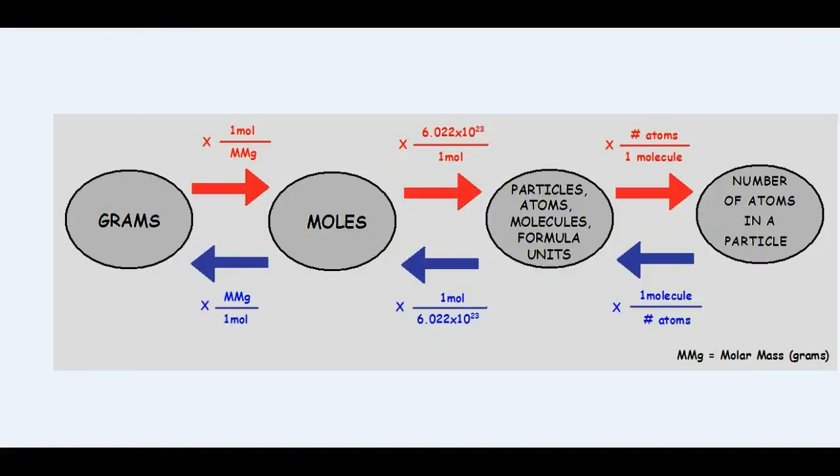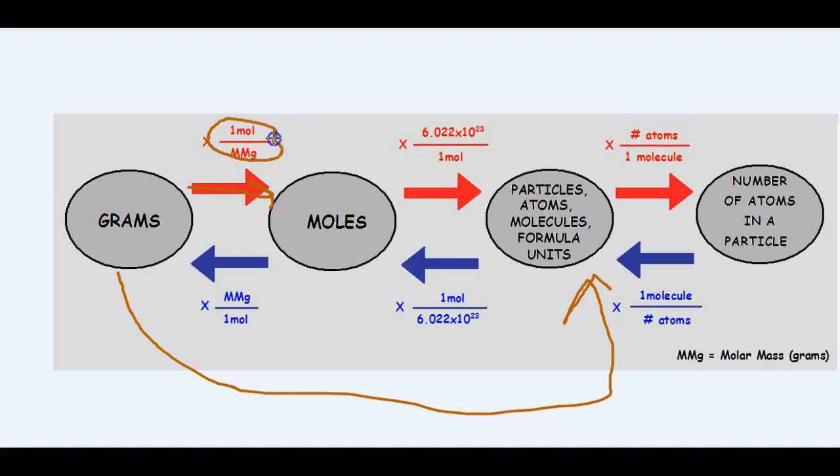All right, so when you look at the map, you'll see there's no way to go straight from grams over here to molecules. We've got to go from grams to moles and from moles to molecules. So first we're going to go grams to moles. So we're going to use this, 1 mole over the molar mass in grams. And then we'll go to molecules using Avogadro's number.